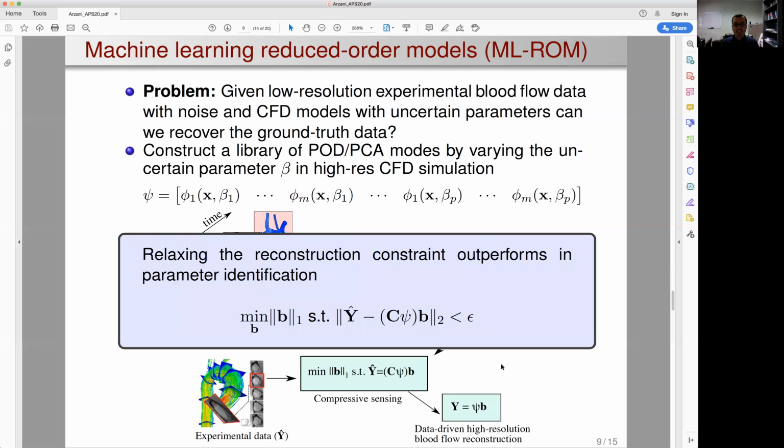Now, one thing that we can also do is that if you take the constraint, we can also relax the constraint using a parameter epsilon. So we don't exactly require our solution to match the low resolution experimental data. This performs better under noisy data. And also what our data showed was that if you do this relaxation, it can do a much better job in parameter identification, especially if you don't have a very good experimental resolution. You can use this relaxation to do a much better job of identifying your uncertain parameter.